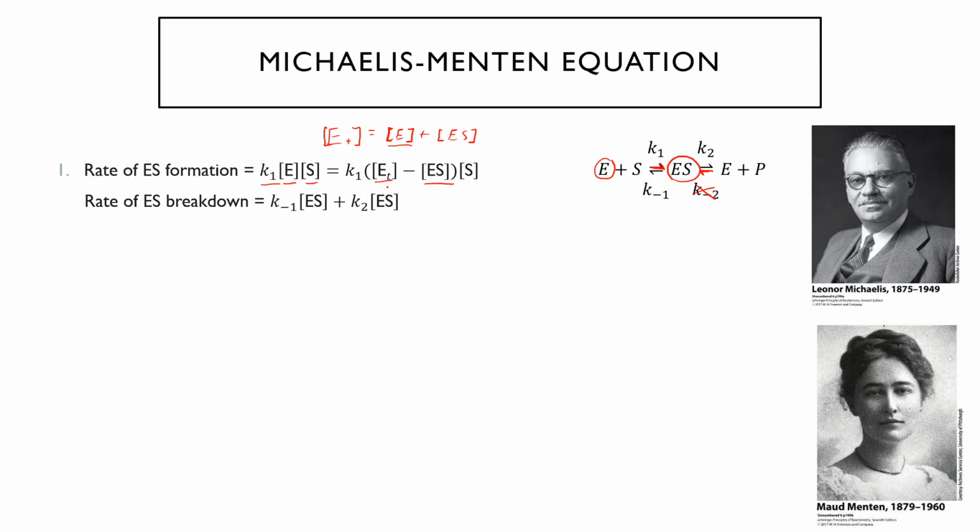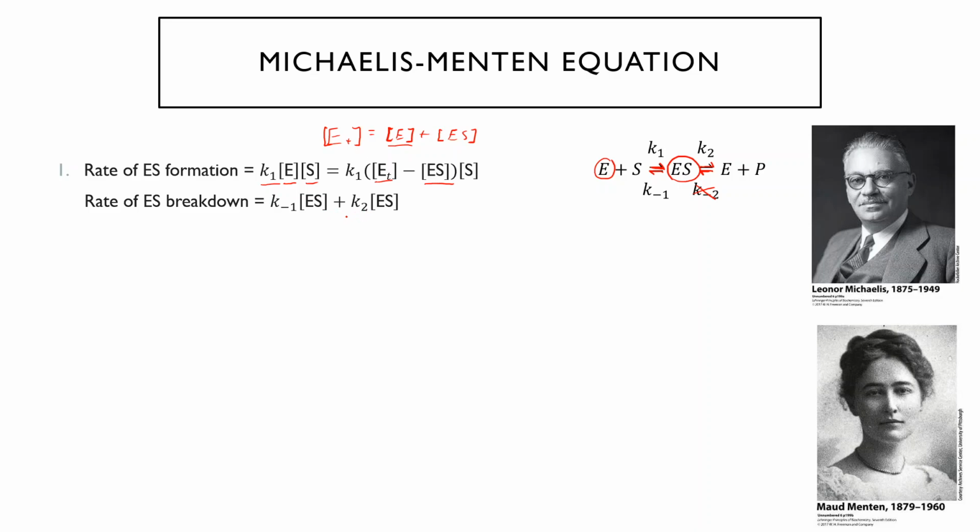And the way that enzyme substrate gets broken down is either the enzyme substrate complex dissociates back into free enzyme and free substrate, or it gets converted into the product and you have free enzyme and free product. So there are 2 things that affect the rate of ES breakdown. You have K minus 1, which turns it back into free enzyme and free substrate, or K2, which converts it into enzyme plus product. Both of those are dependent on the enzyme substrate concentration. So the total rate is those 2 added together: K minus 1 times the enzyme substrate concentration plus K2 times the enzyme substrate concentration.